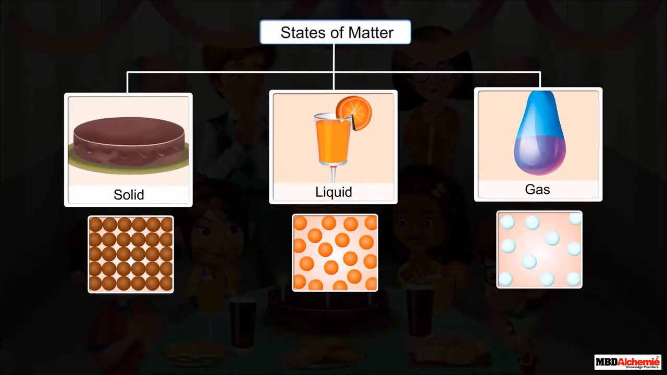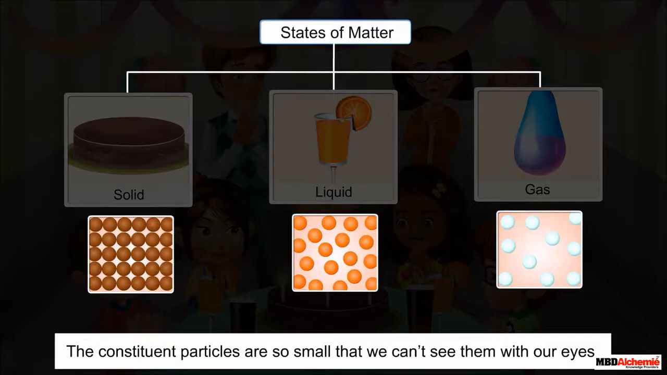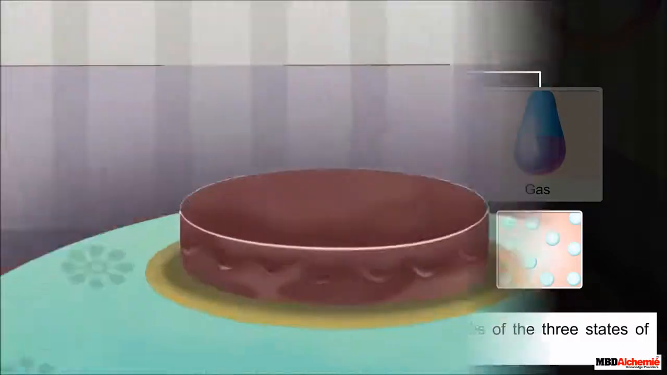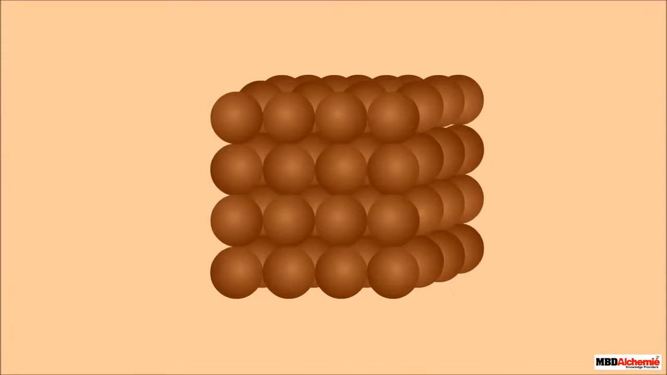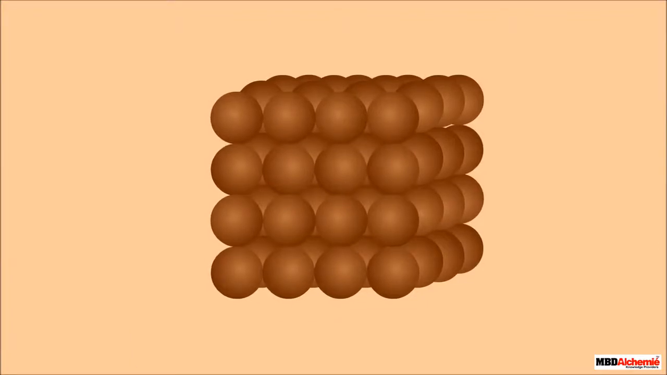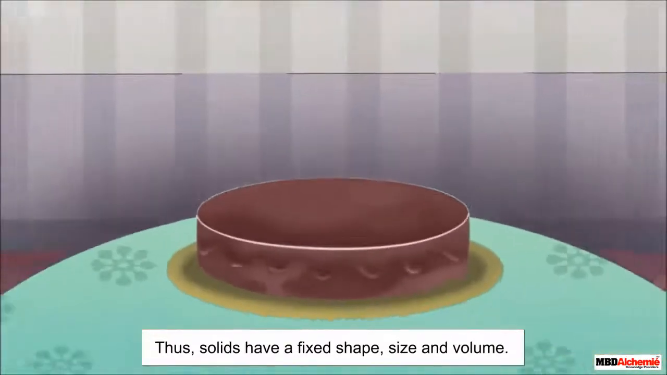All matter, be it solid, liquid or gas, is made of some very small particles. These particles are so small that we cannot see them with our eyes. It is the arrangement of these particles that decides the properties of the three states of matter. In solids, the particles are very closely packed. They have almost no space between them. Thus, these particles cannot move or change their position. Such arrangement of particles is responsible for the fixed shape, size and volume of solids.